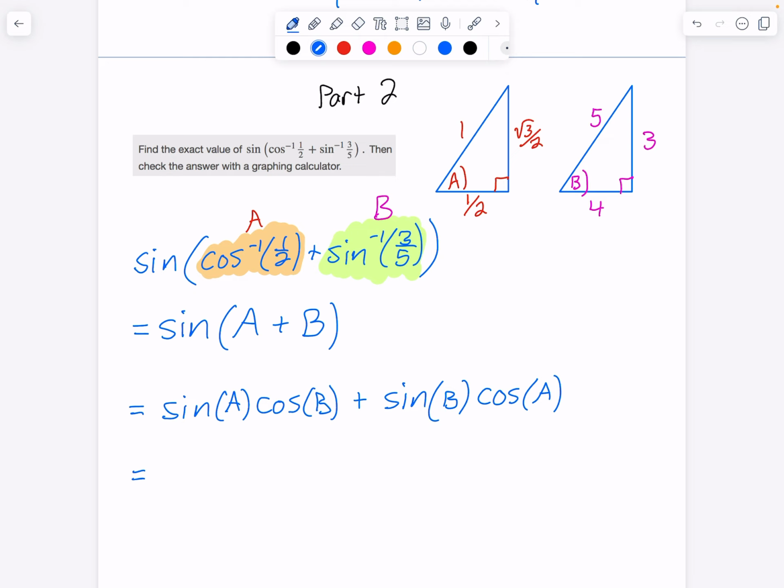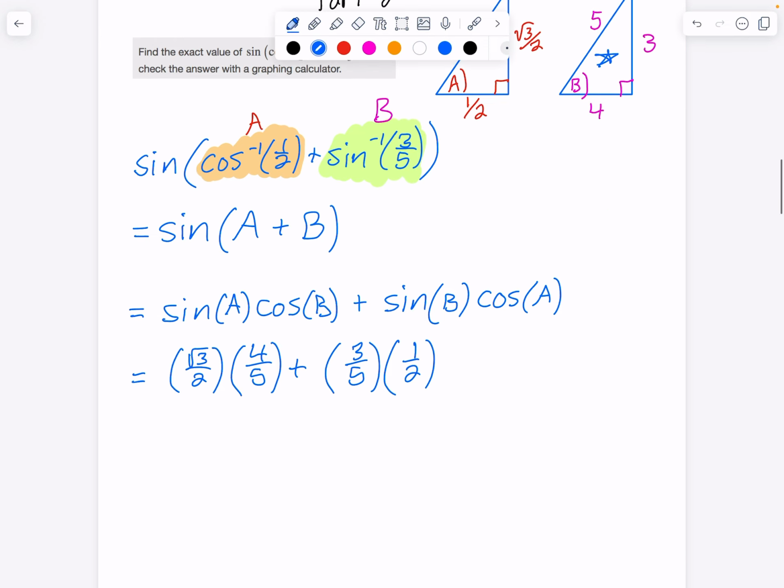So sine of A is using my A triangle right up here. The sine of that angle would be radical 3 over 2. That's y over hypotenuse. Cosine of B, that's this triangle. Cosine is adjacent over hypotenuse, so it's going to be 4 over 5. Plus sine of B, that's that same triangle we were just looking at, and the sine of B is 3 over 5. And then cosine of A is going to be 1 over 2. That's just using each triangle.